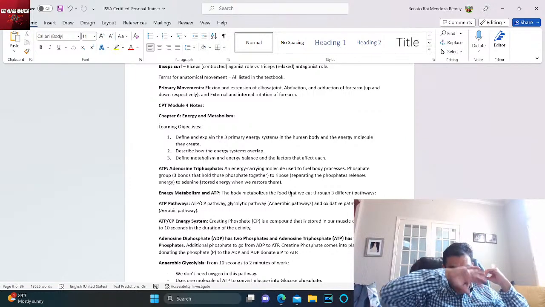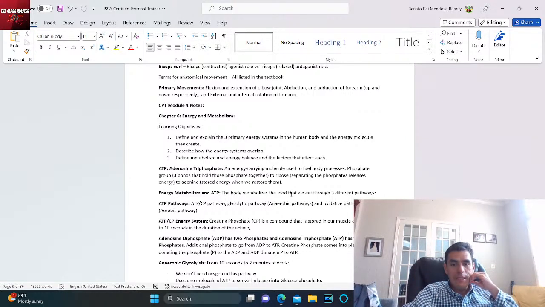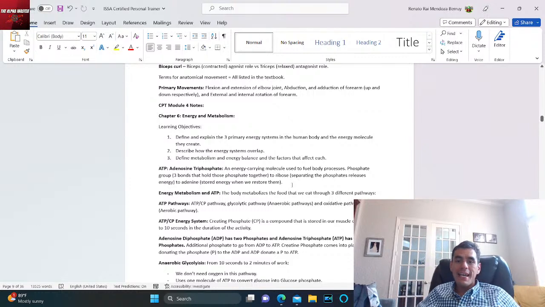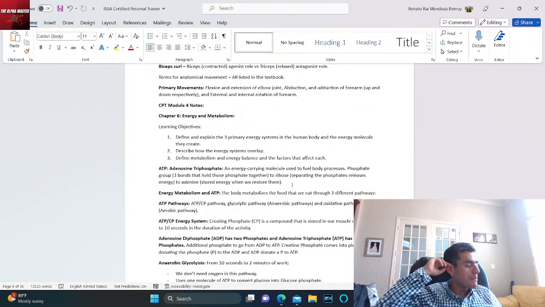Energy metabolism and ATP. The body metabolizes the food that we eat through three different pathways. You have the ATP-CP pathway and the glycolytic pathway. Both of them are anaerobic pathways; they do not use oxygen. And the oxidative pathway, which is aerobic, uses oxygen.